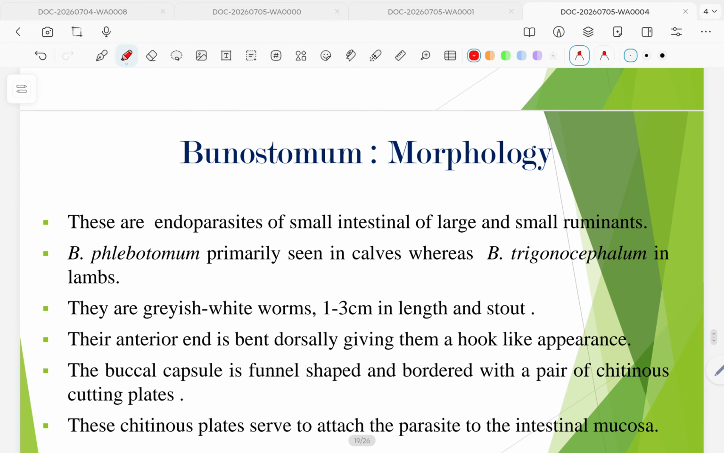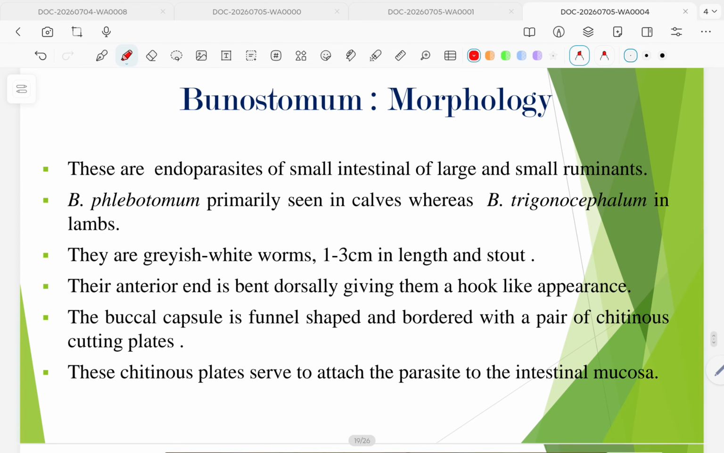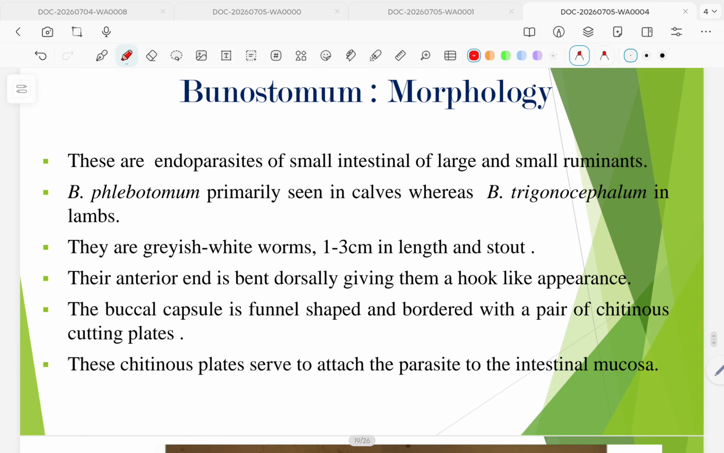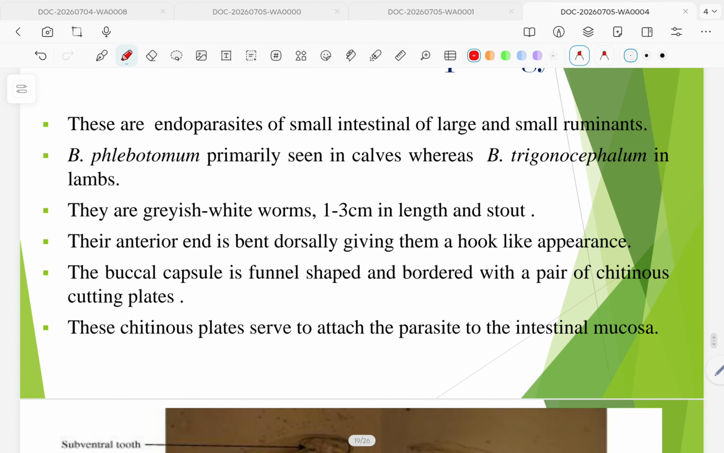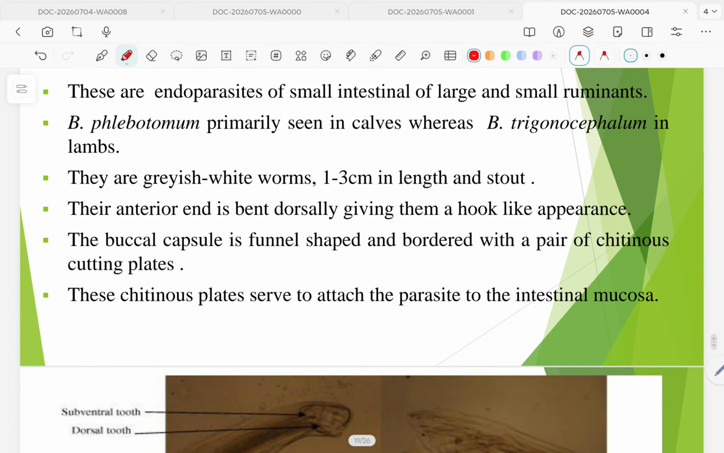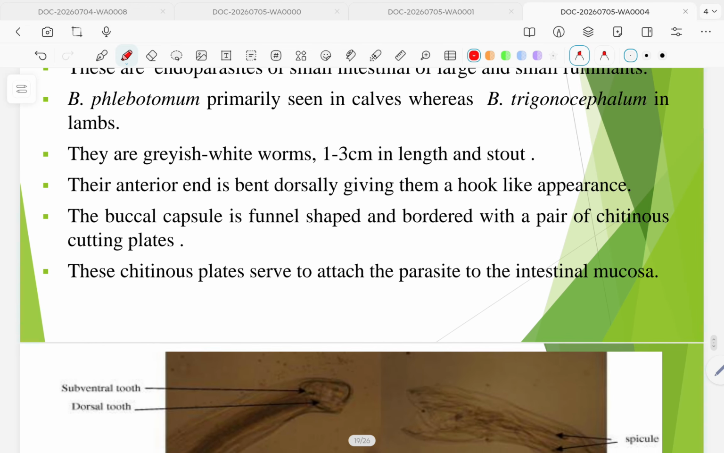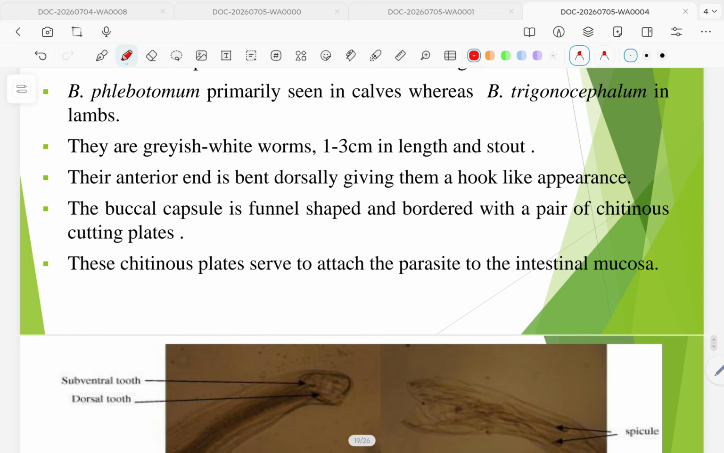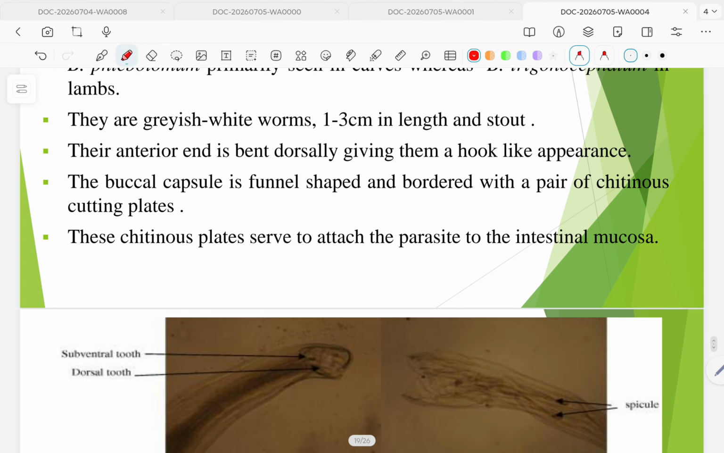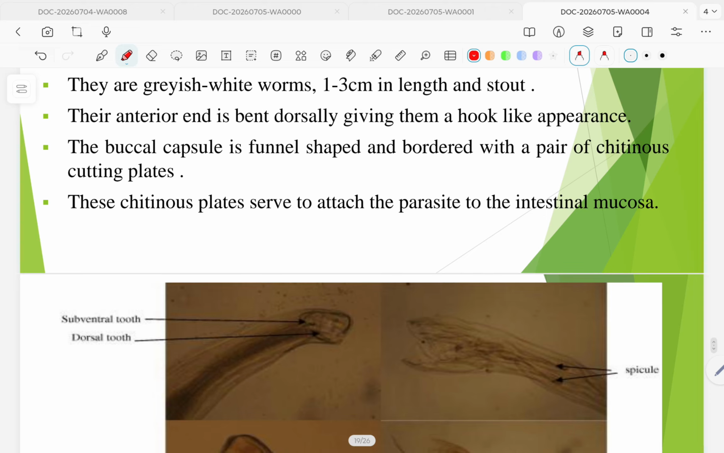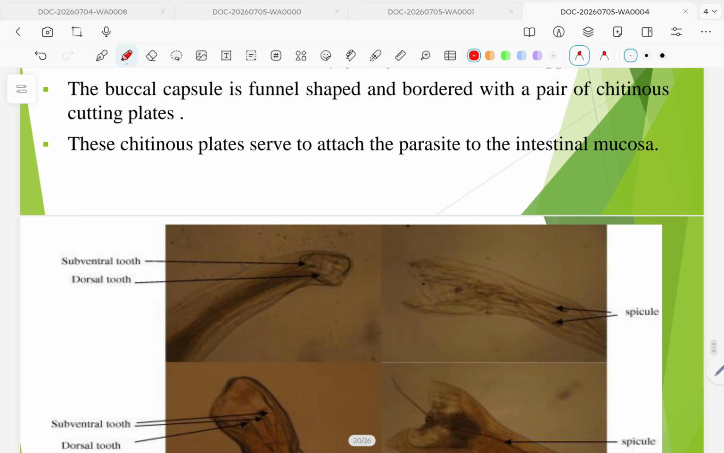Bunostomum phlebotomum is primarily seen in calves, whereas B. trigonocephalum is seen in lambs. They are grayish-white worms, 1 to 3 cm in length and short. Their anterior end is bent dorsally, giving them a hook-like appearance. The buccal capsule is funnel shaped and bordered with a pair of chitinous cutting plates. These chitinous plates serve to attach the parasite to the intestinal mucosa.